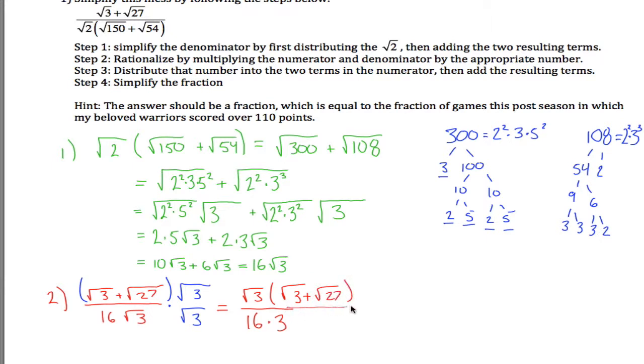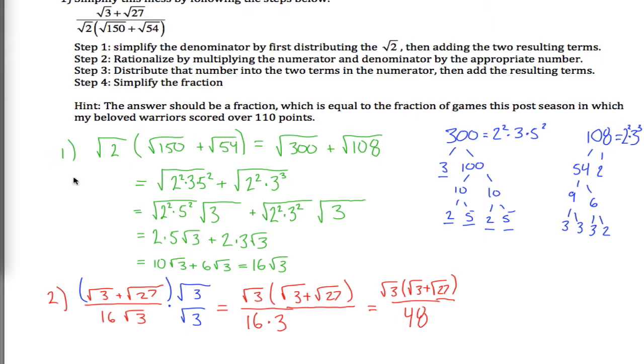I put the square root of 3 here out in front just because I know later I'm going to distribute it and I'm used to seeing it out in front. You don't have to. You can do it however you want. If you want to, you could say 16 times 3 is 48. Sure, 48. And then in the numerator, I got root 3 times root 3 plus root 27.